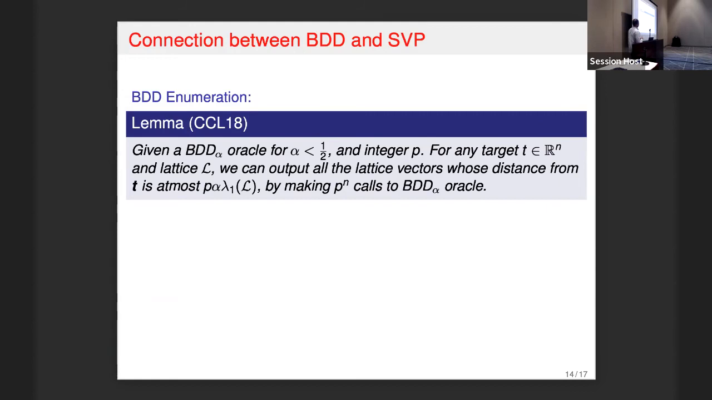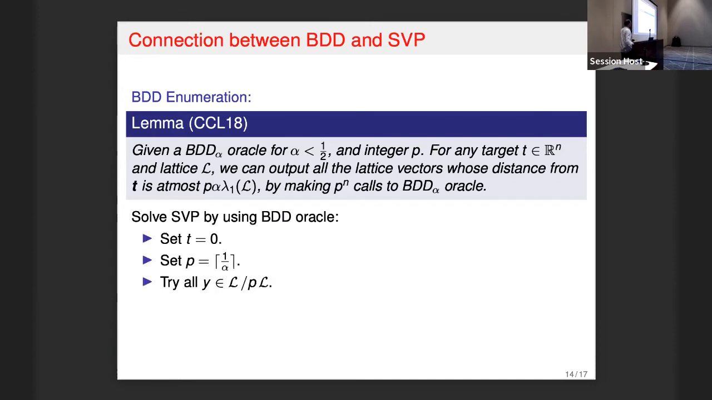So we know that given an alpha BDD oracle and integer p, for any target vector t, we can sample the vectors within distance p alpha times lambda 1 by making p to the n calls to the alpha BDD oracle. So if we set t to be the origin and p to be 1 over alpha, then we'll be able to sample all the vectors within distance lambda 1. So we will be able to find the shortest vector by using p to the n calls to the alpha BDD oracle. And if we have a space efficient algorithm for BDD alpha, then we'll also get a space efficient algorithm for SVP.